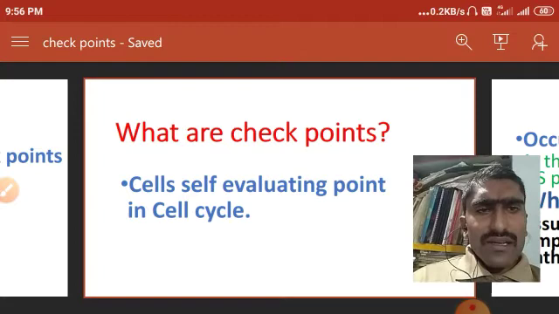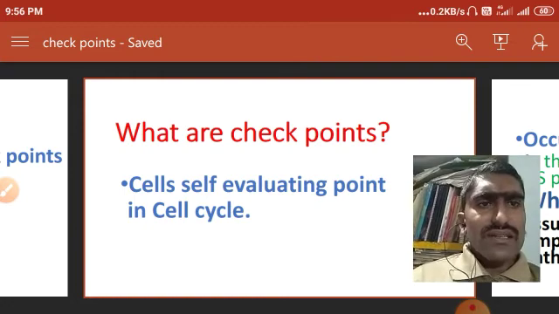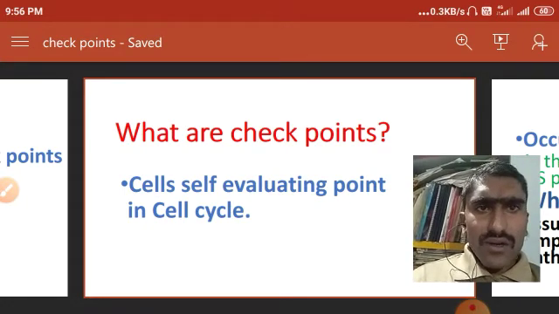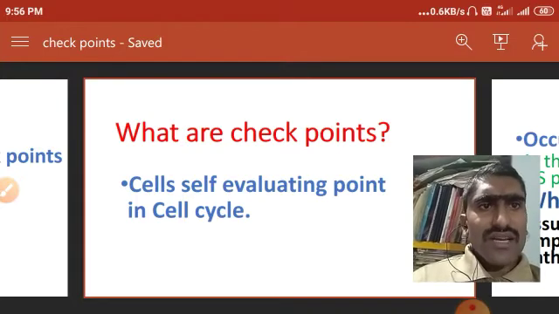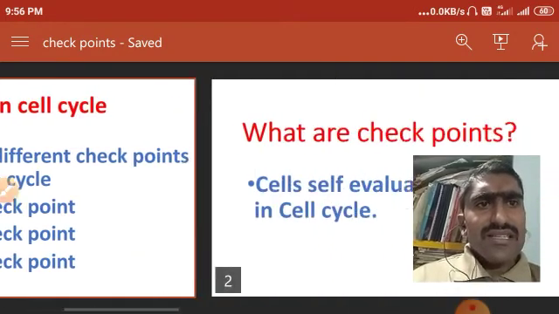Checkpoint means a particular point in the cell cycle where the cell evaluates itself whether it is ready to divide or ready to enter the next phase or not. That is nothing but the checkpoints, and three such checkpoints are there in the cell cycle, known as G1 checkpoint, G2 checkpoint, and G3 checkpoint.